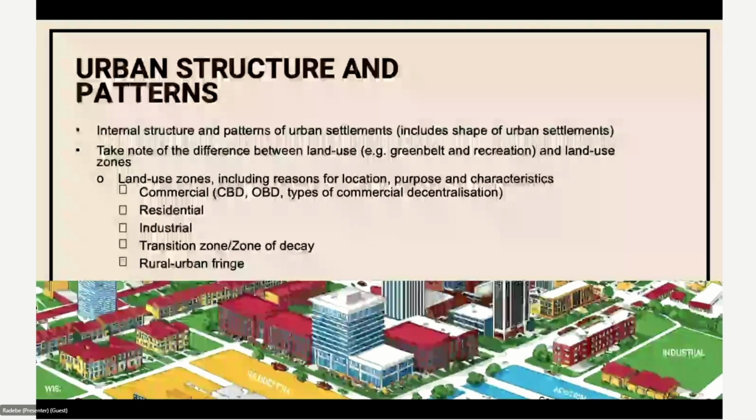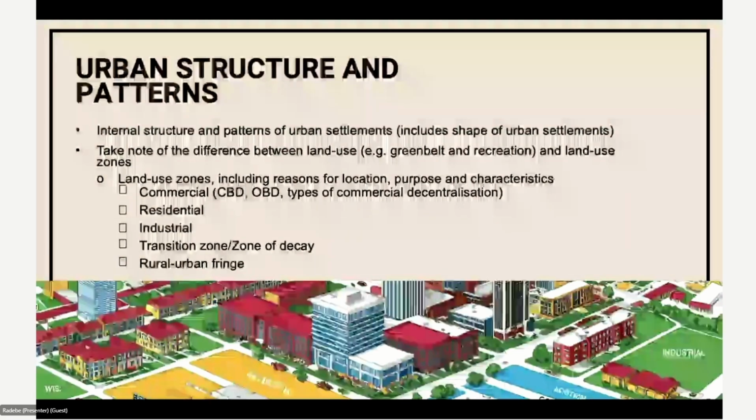Residential is divided into 3 or 4. There's a low income residential, there's a high income residential, there's an informal settlement there. All these things you need to explain to your learners so they understand.